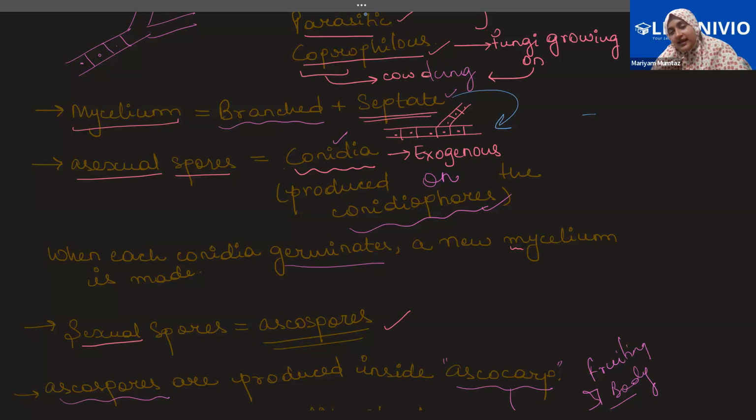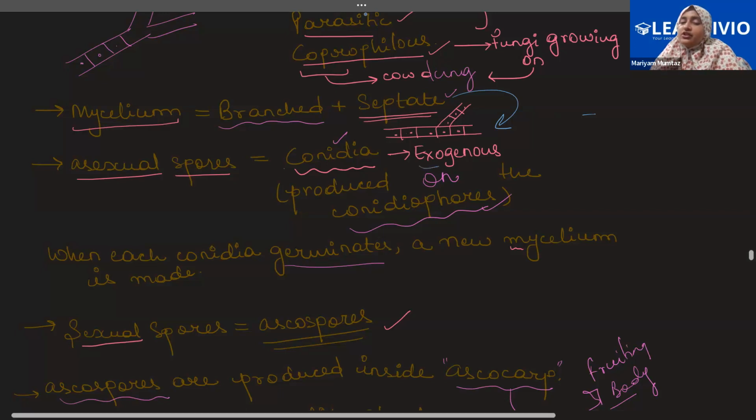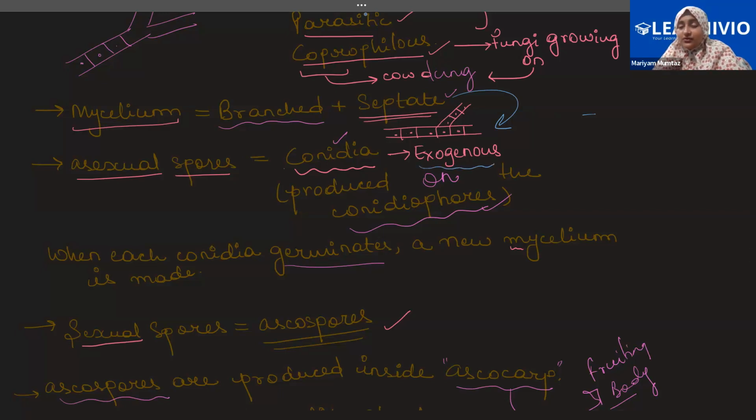Now in the Ascomycetes, the asexual spore is conidia. It is exogenously produced, meaning it is produced externally and it is produced on conidiophores. Conidiophores are those structures that give rise to conidia. Moving forward, when each conidium germinates, a new mycelium is made.